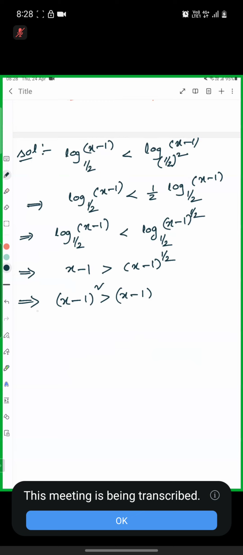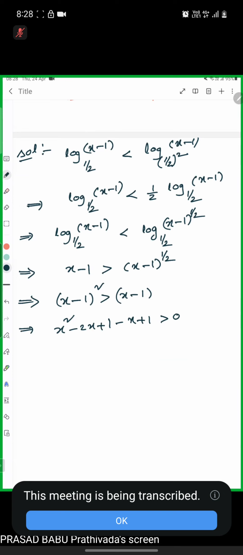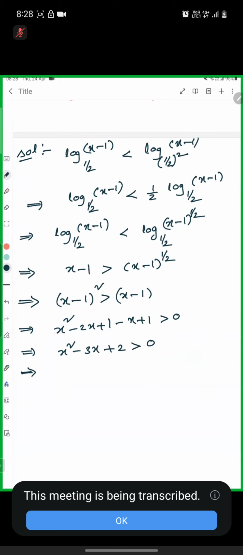Now, simplify this. x square minus 2x plus 1 minus x plus 1 greater than 0. Now we get a quadratic inequality. x square minus 3x plus 2 greater than 0. This you have to solve using wavy curve. For that, what we have to do? Factorize this quadratic into two linear factors.